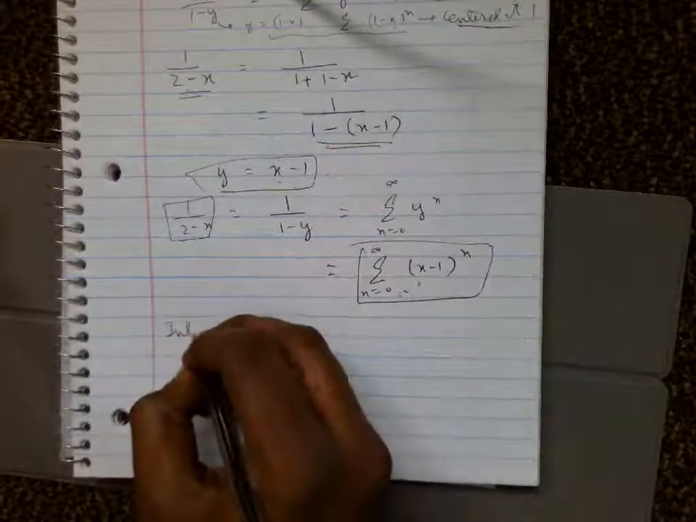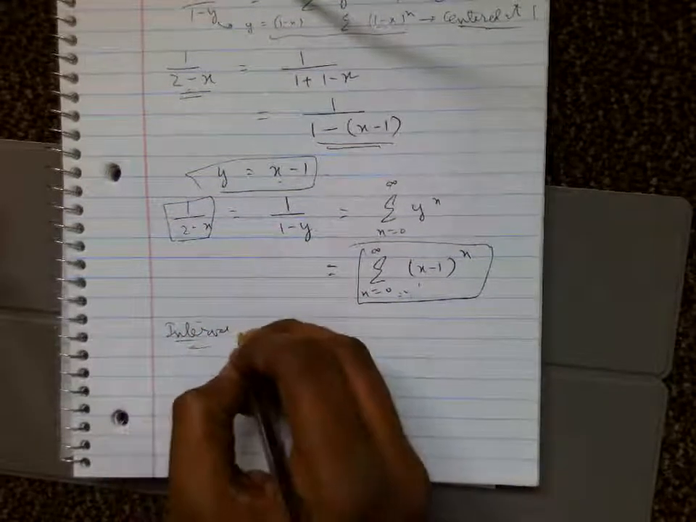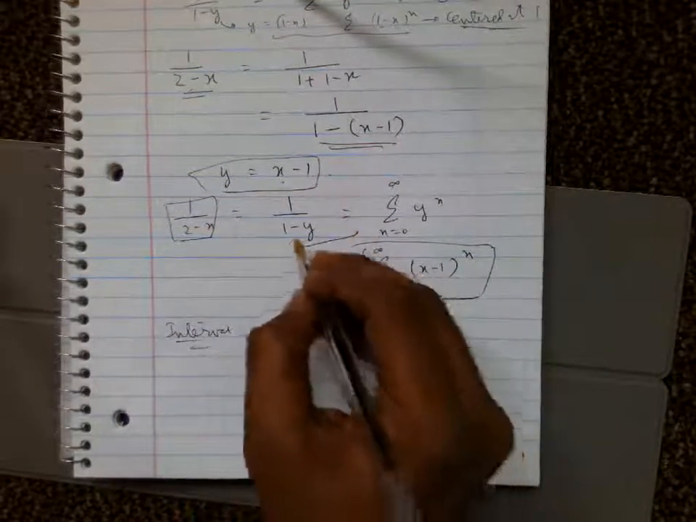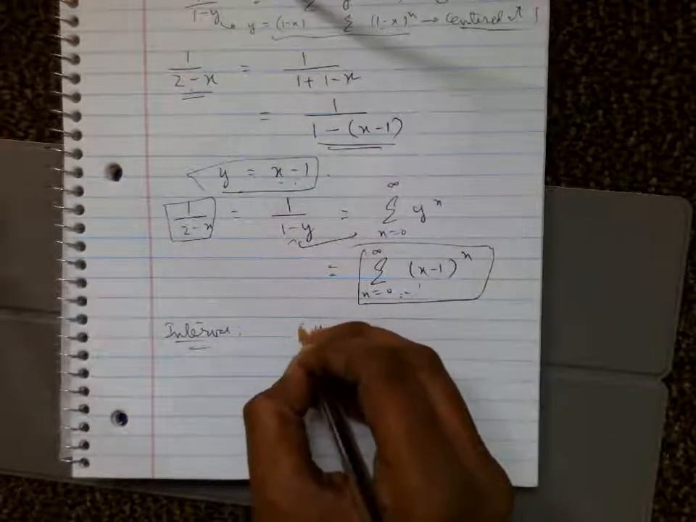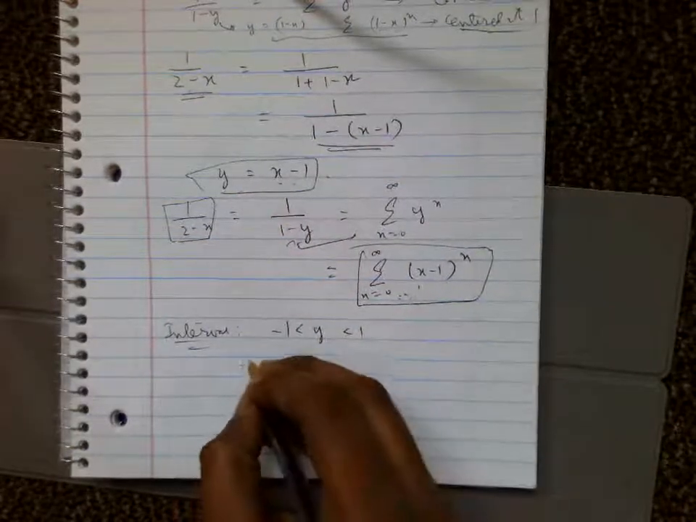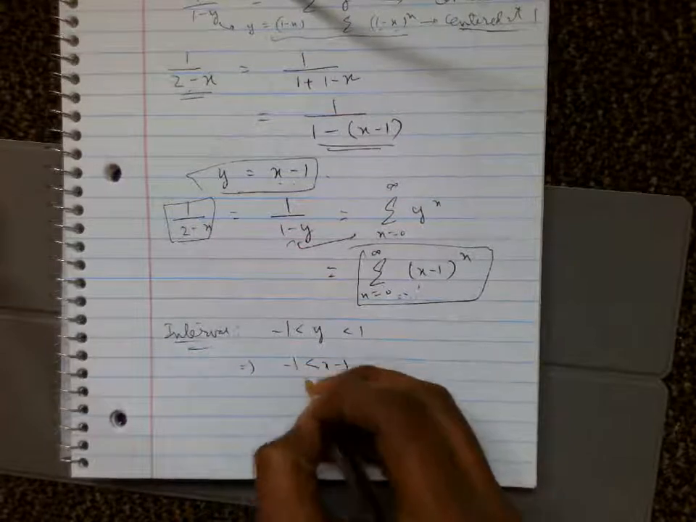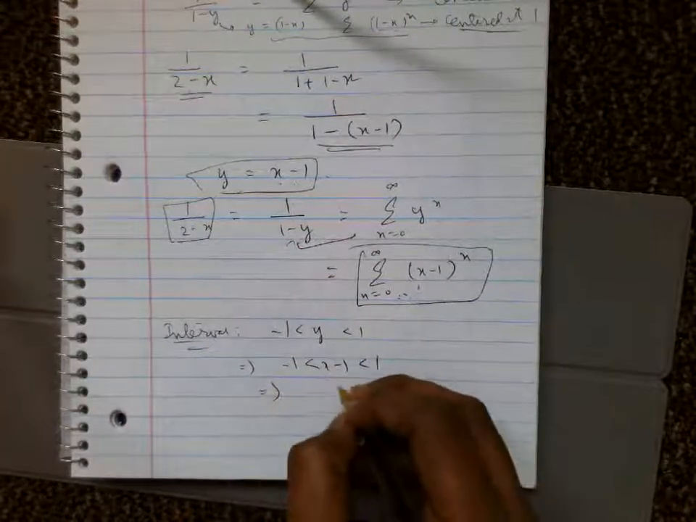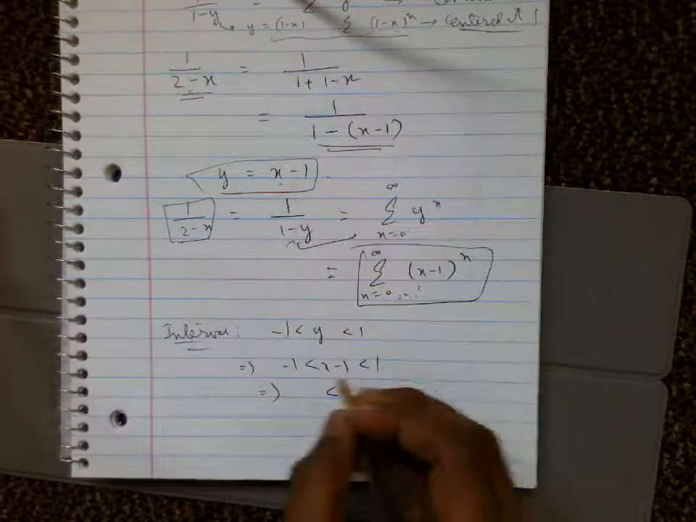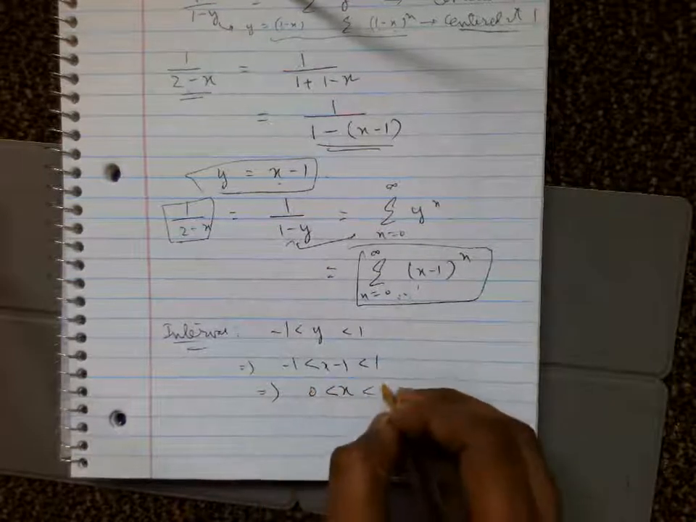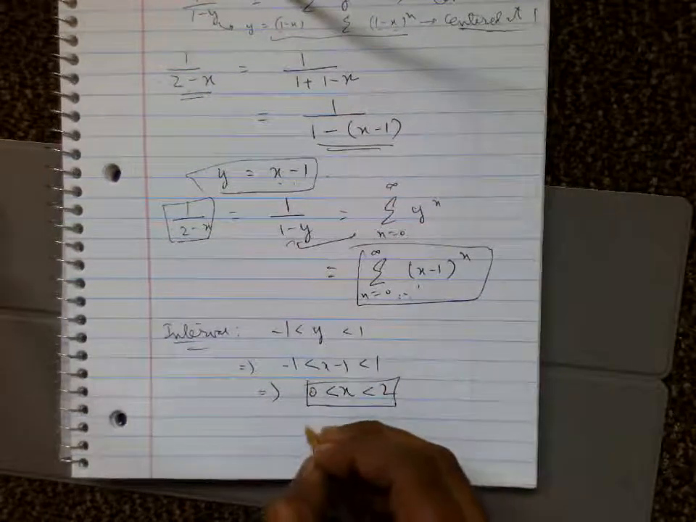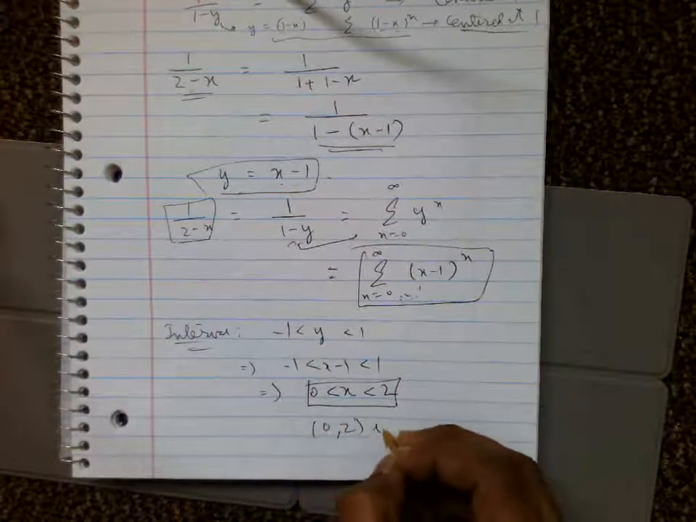And for the interval, for this to happen, we need y to be between minus 1 and 1. Which means that x minus 1 is between minus 1 and 1. So this means that x is between, you add 1 on both sides, you get 0 and 2. So 0 to 2 is the interval of convergence.